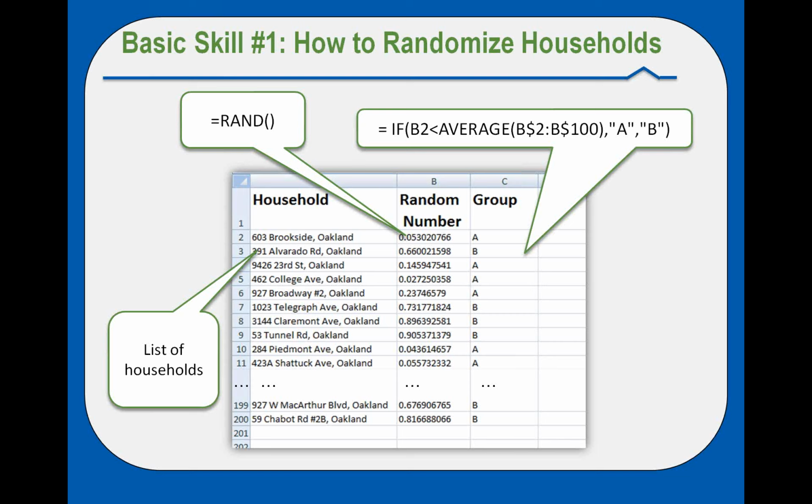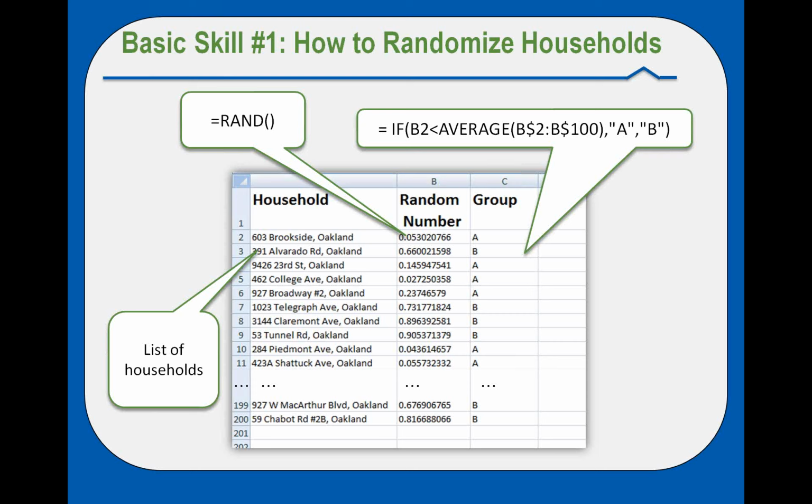So imagine that you have a list of households. What you could do is you could just flip a coin for each household and say, heads, that household goes into group B, tails, that household goes into group A. But for me anyways, flipping a coin isn't that easy. I always drop it. So sort of an easier, more automatic way of randomizing is to use Excel. Excel has a random number generator, and so you can just create a random number for each household and then put all the households that are in the lower half into group A and all the households that are in the upper half into group B.